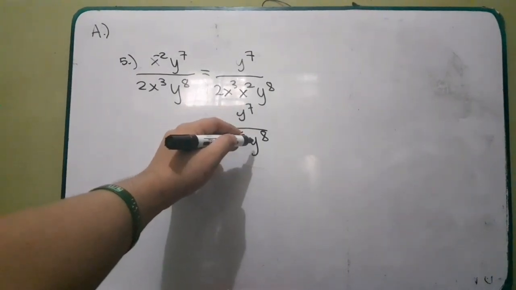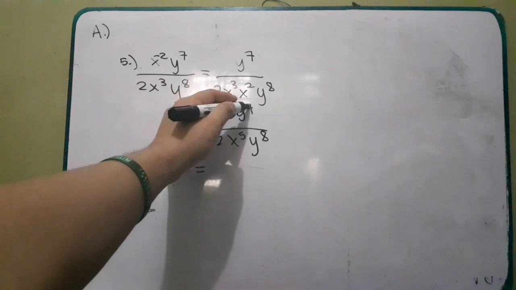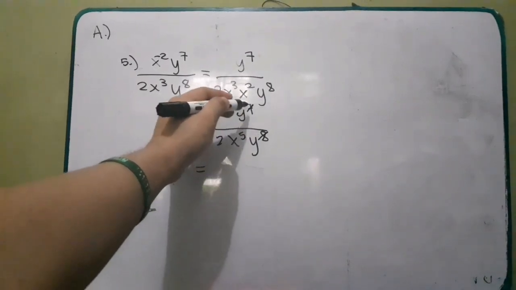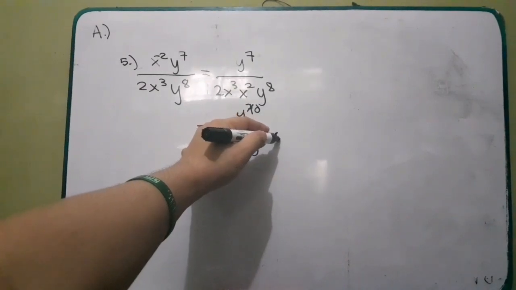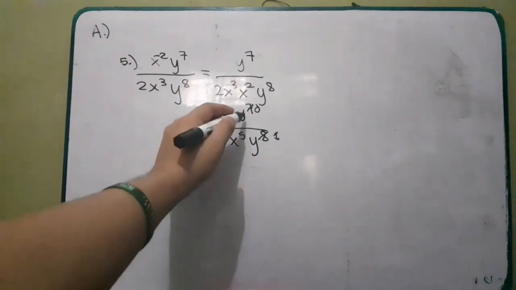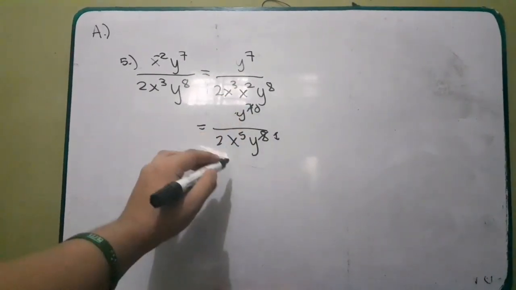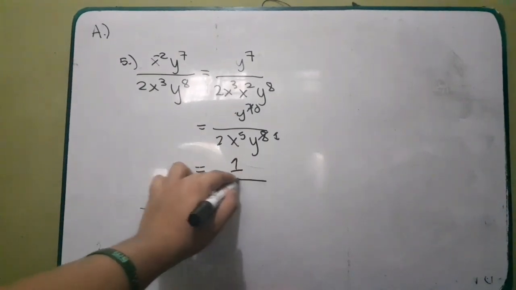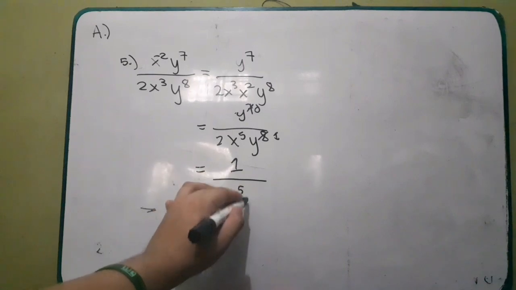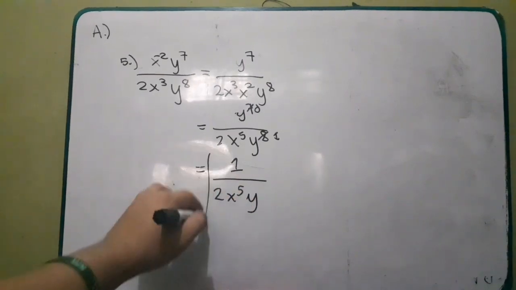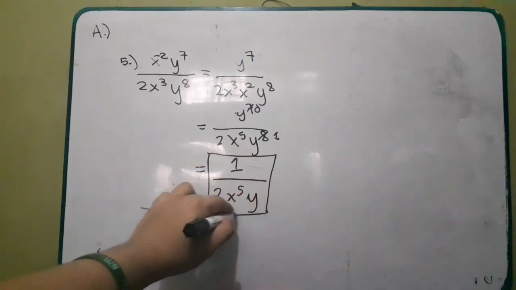Dapat ay y dire. So, to cancel this, may mo siyang 0, and then 8 minus 7 is 1. So, y to the 0 is 1. Katong 0 exponent rule. And then, 2x to the 5th, y. And then, mao ni siya ato ang final answer.